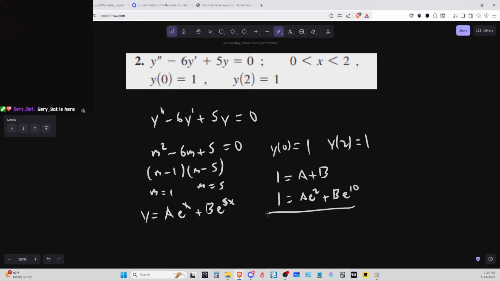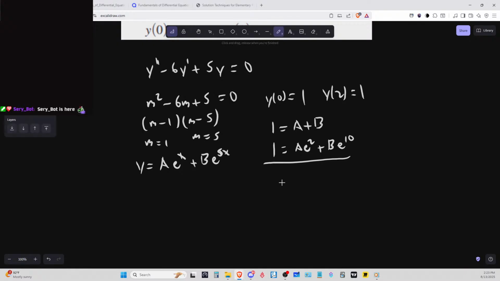So I guess we're doing linear. I guess we're doing basically just replacing stuff. So I guess we'll minus. B to the 10th.